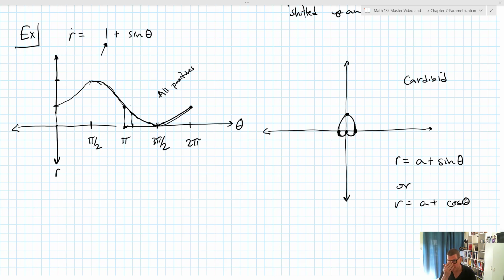Now, what we're going to notice about things like cardioids and other things is that they have a specific name. They're not just cardioids. This one's called a cardioid, but they're of a special group. They're a special group called limaçons.